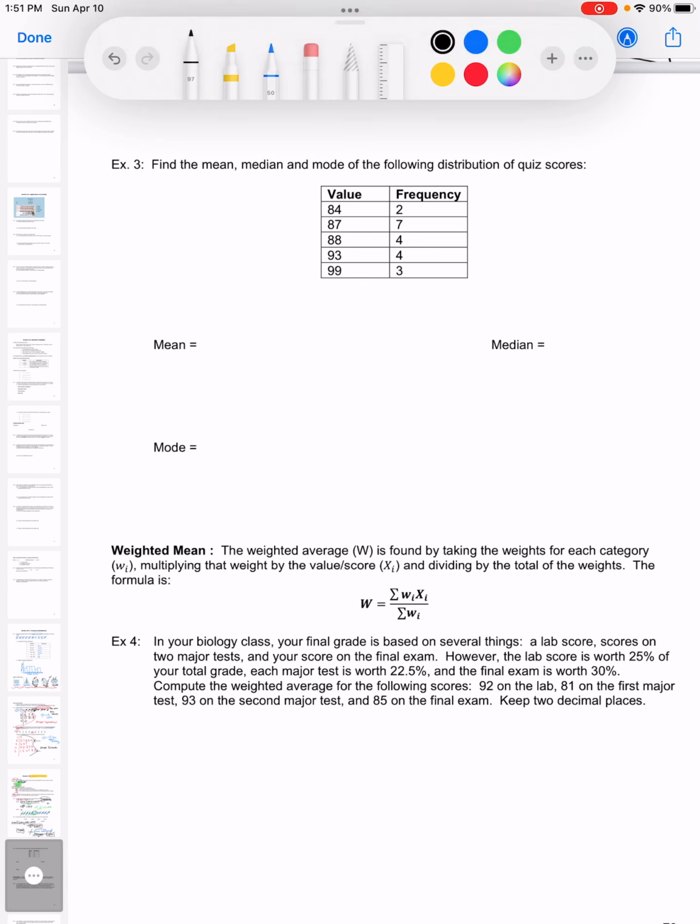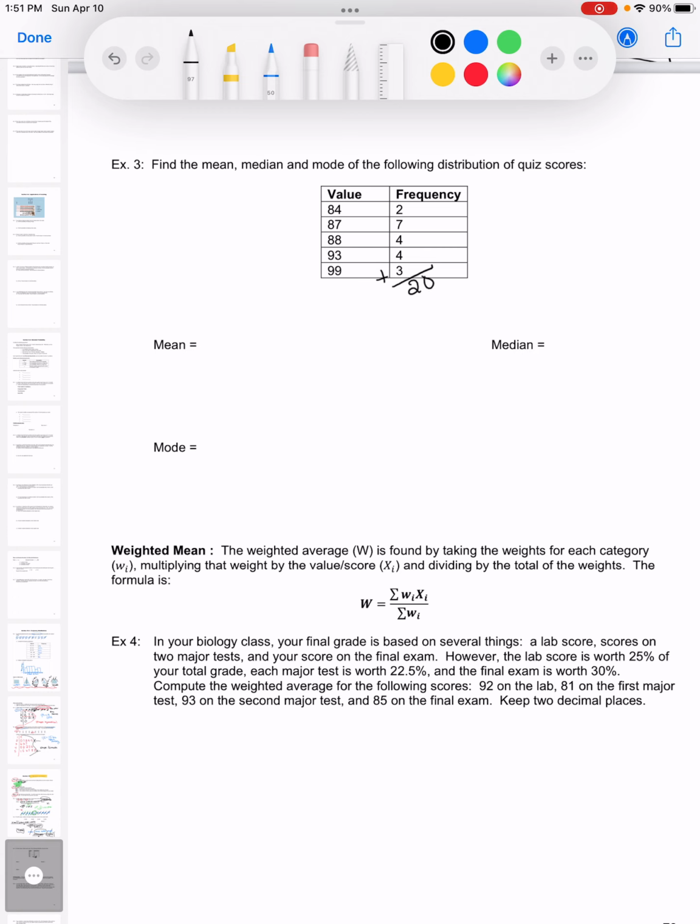Now, in this next example, we're going to find the mean, median, and mode of a frequency distribution. So those are the distributions that we did in the last section. To tell you what this is showing us, this is a set of numbers that actually has 20 numbers. If I add all these frequencies up, there are 20 numbers in the list.